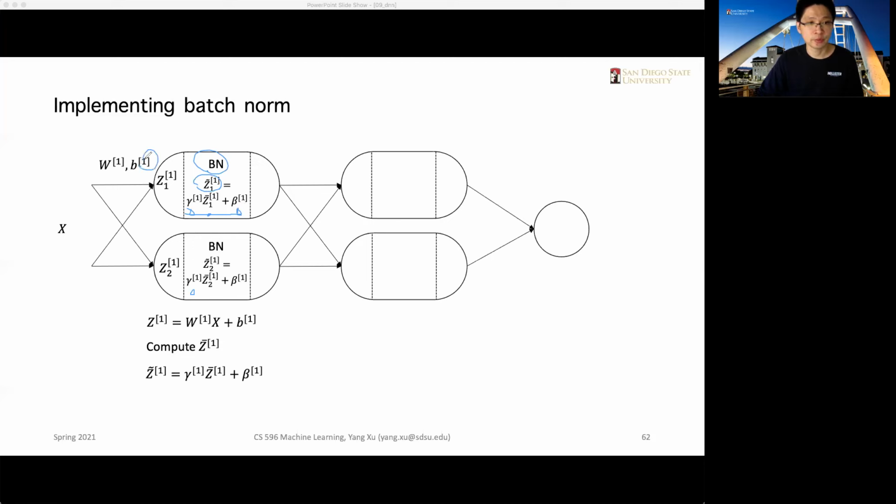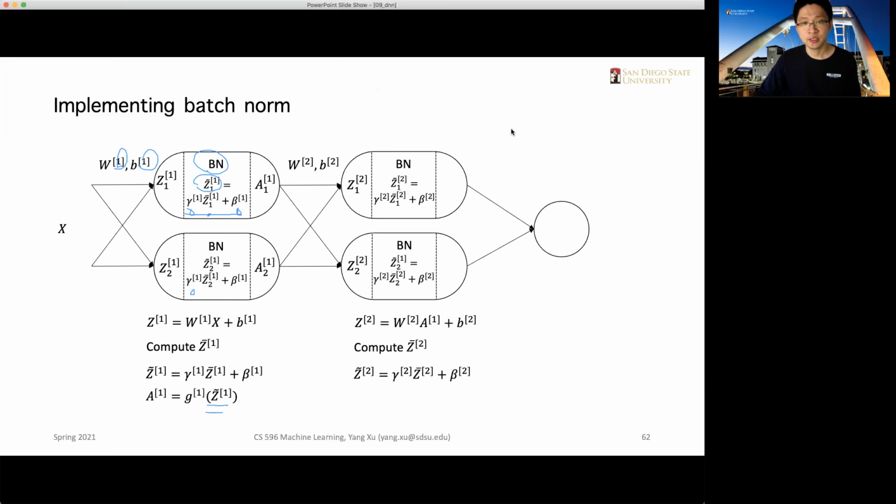They have the superscript that is same as the W and B's. All right, then we can have some A's, right? A is the function, activation functions applied to z tilde now. The A's are applied to the next layer, and the next layer similarly will compute Z2, and Z bar 2, and Z tilde 2, and A2 as function of Z tilde 2.